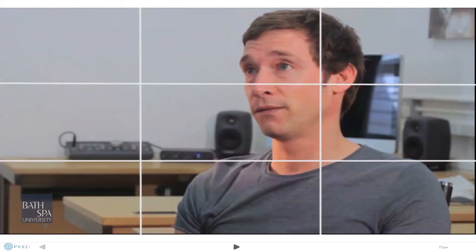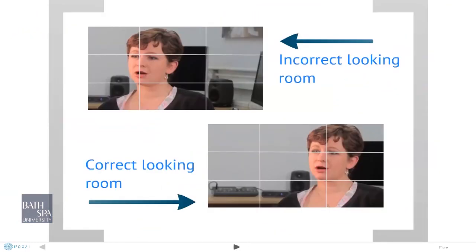If we have a look at these two other images, it's the same shot, but in the upper image, she's looking left and is on the left of the screen. And this doesn't really feel right. It's kind of an incorrect placement of the subject. If we look at the image below, she's looking left, but we've placed her on the right-hand side of the screen. So this is the correct placement when interviewing a subject.